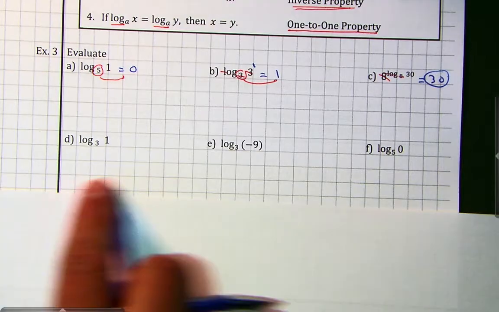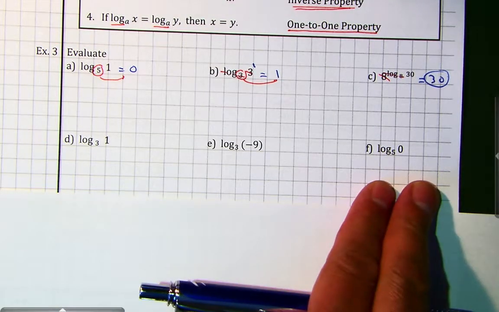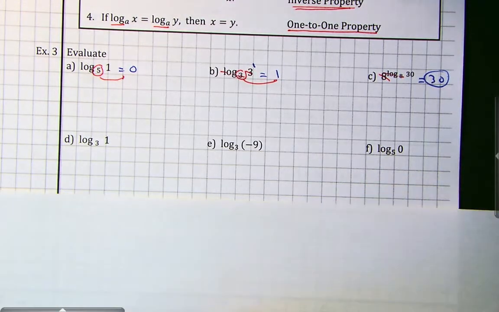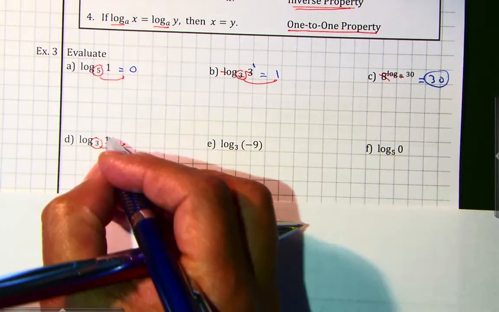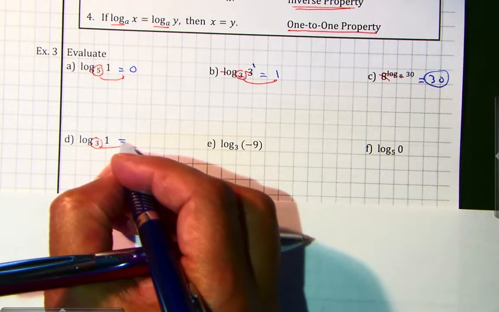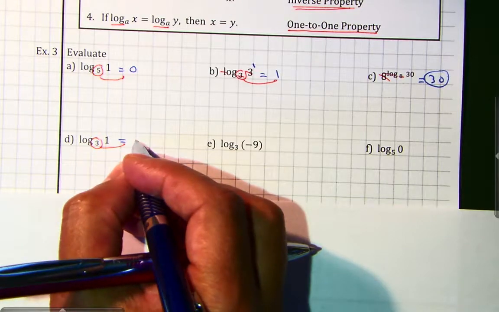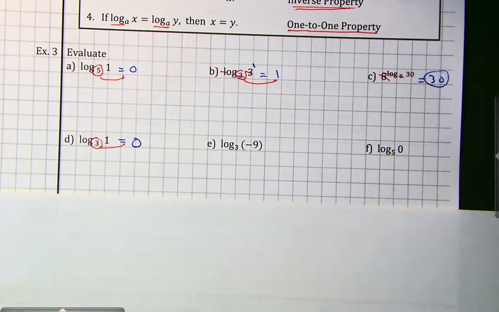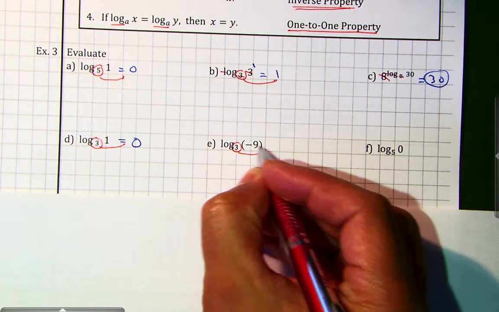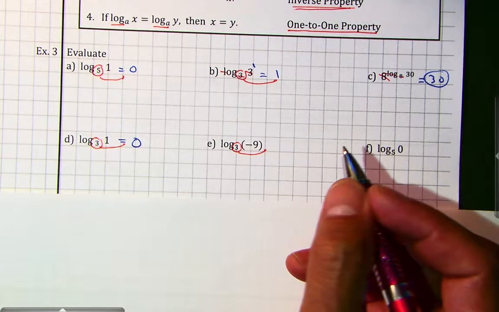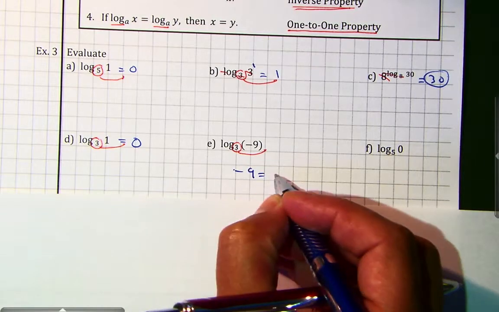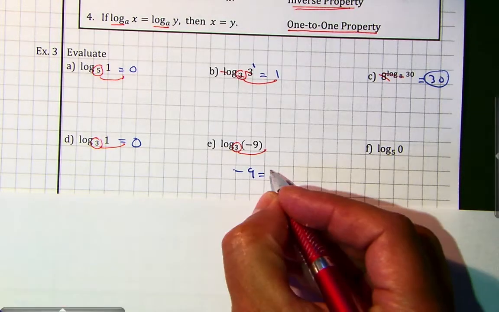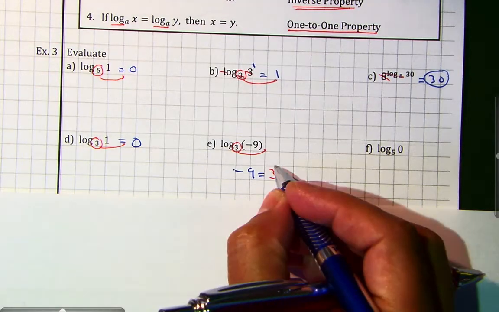So try D, E, and F. Go and pause it, see what you get, and then we can continue once you're ready. You got it? So 3 to what exponent gives you 1? Yeah, every time you have a log of any base of 1, it has to be 0. 3 to what exponent gives you negative 9? Let's see. Negative 9 is equal to 3 to what? What is the exponent here?